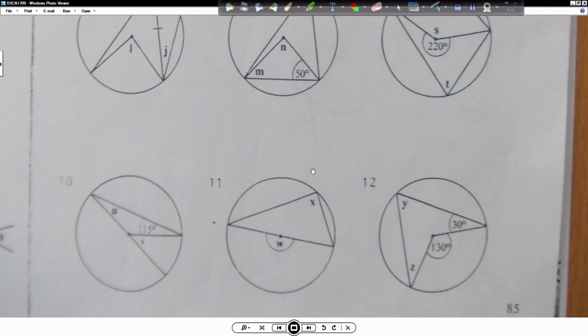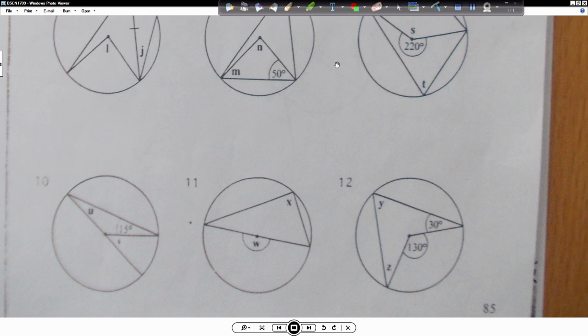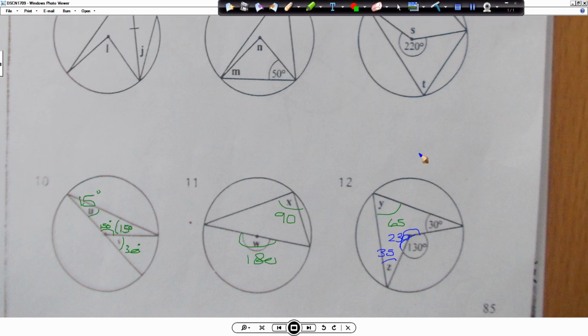How many questions are left on the page? 3. Yep. Do them please, me now. So here are the answers for question number 10, 11, 12.